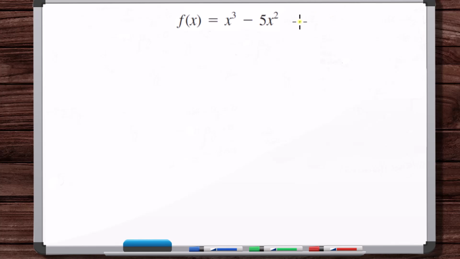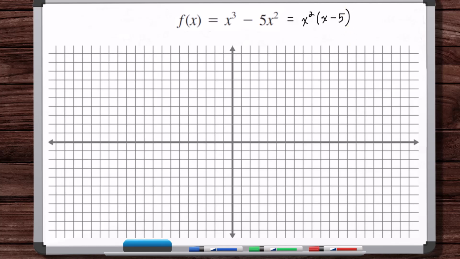So the first thing we want to do is fully factor the expression. Let's take out an x squared, and we're left with x minus 5. This shows us that we'll have an x-intercept at 5 and at 0, and it also shows us that the multiplicity of the x-intercept at 5 is going to be 1, and of the 0 x-intercept it's going to be 2.